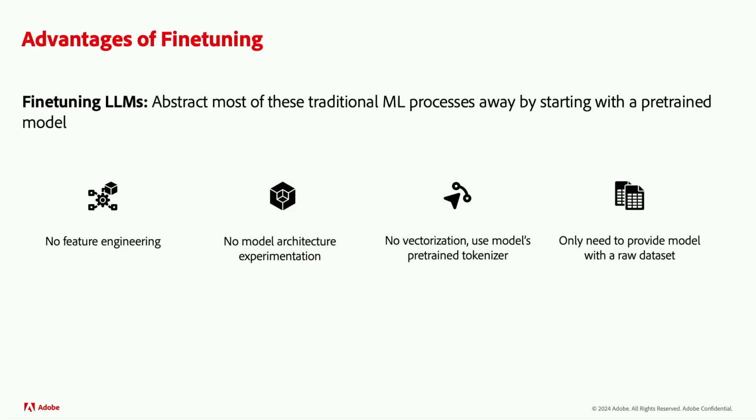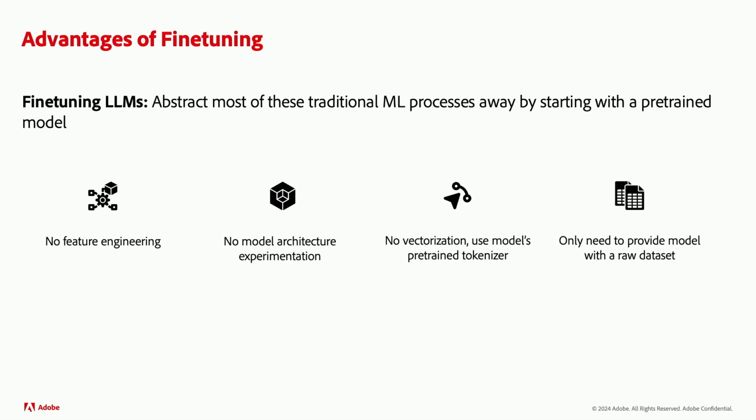And hopefully, after going through this amount of code, we can start talking about some of the advantages of fine-tuning compared to the other methods. So the first advantage is that we really abstract most of these traditional machine learning processes away just by starting with a pre-trained model. What I mean by this is that we don't really need to do feature engineering because we're in this deep learning realm. There's no model architecture experimentation because we're using the straight model from Llama, so we don't need to play with the architecture. We're just using its model architecture.